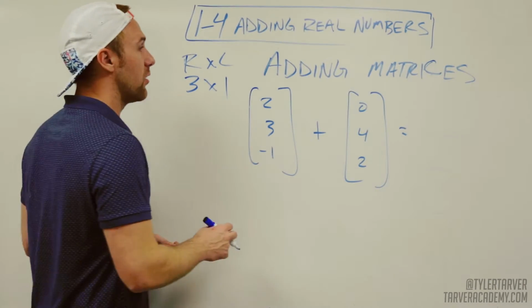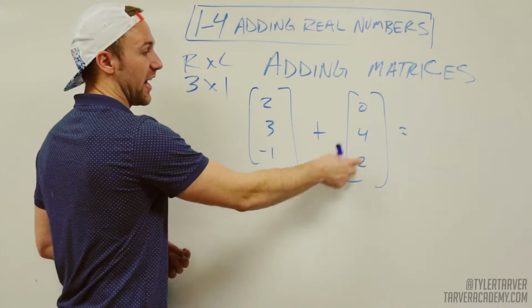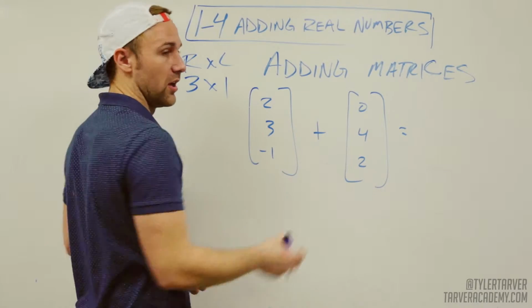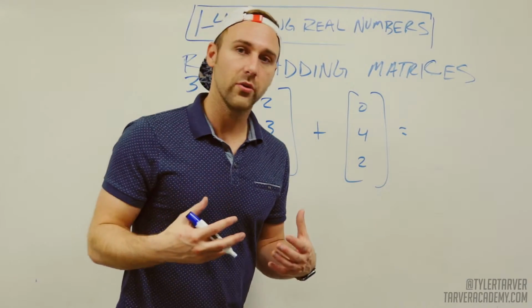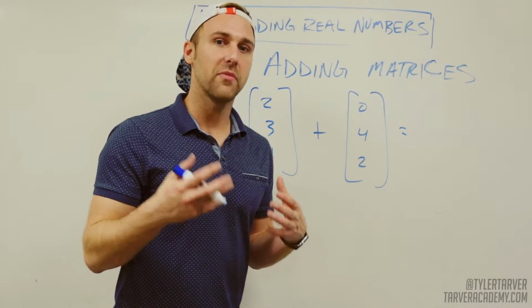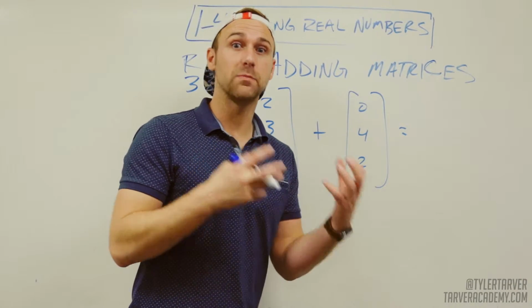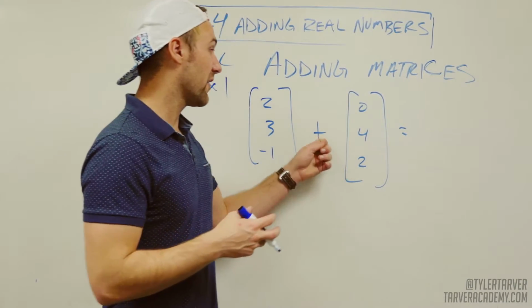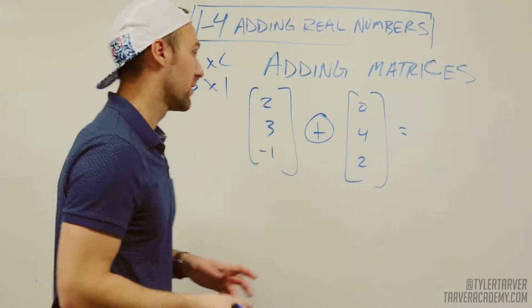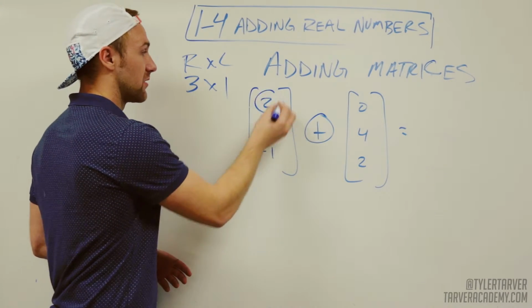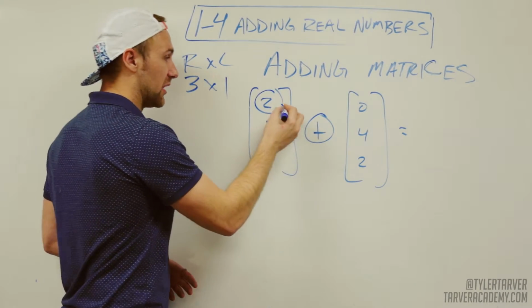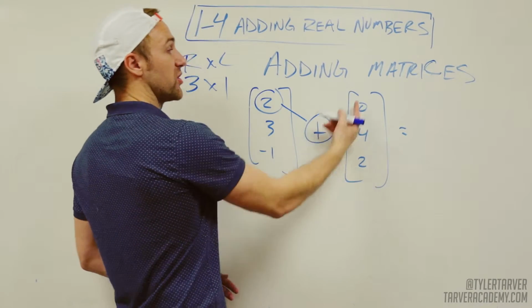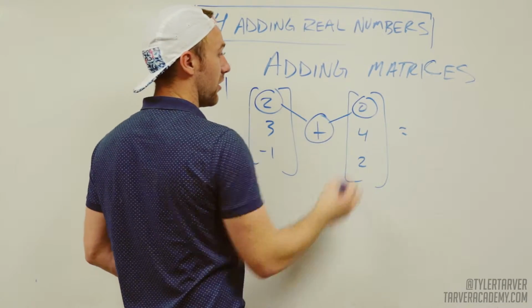All right, if you saw my other video, you know that each one of these numbers is called an element. So we've got 6 elements here total. What I want to do is match up the elements that are in the corresponding spots and then do whatever the sign is, which here is addition. So I'm going to take the top element, 2, plus the other top element, which is 0, okay?